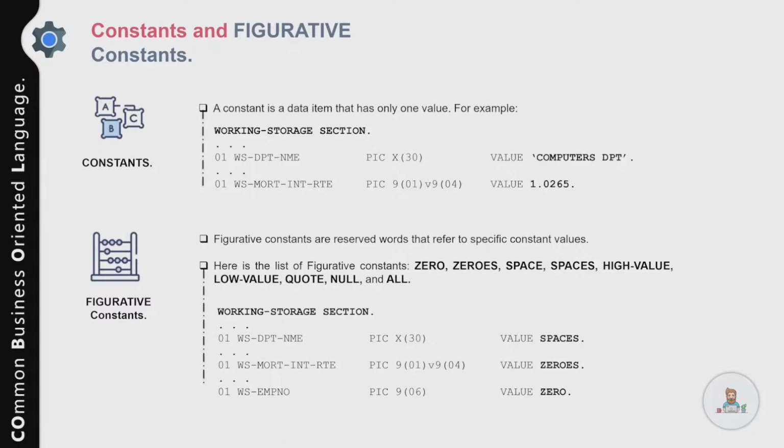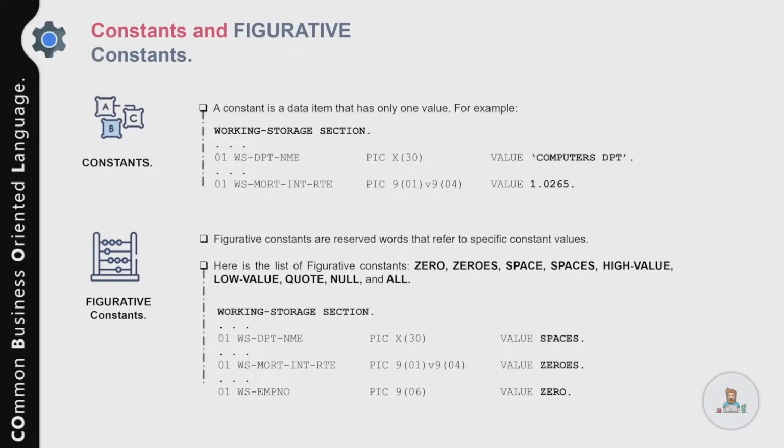So in the following example, I've used three different variables that I've defined in the working storage section. And these different variables I'll be using as temporary variables. I will not be using them as constant variables the way I've used in my previous example. So in this case, first one is department name, second one is mortgage interest rate, and third one is employee number.